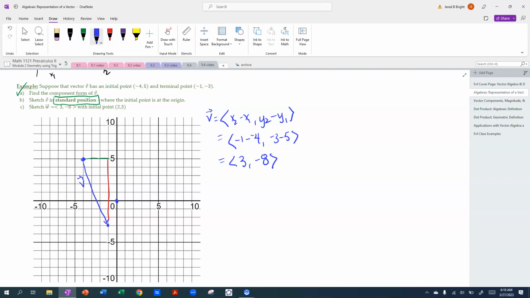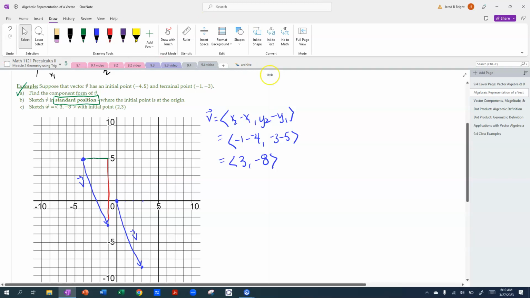It says go 3 to the right, so 1, 2, 3, and then 8 down to get to my terminal point. So there's another version of v. And again, vectors are just magnitudes and directions, so you can put them wherever you want in space, as long as they have the same direction and magnitude.